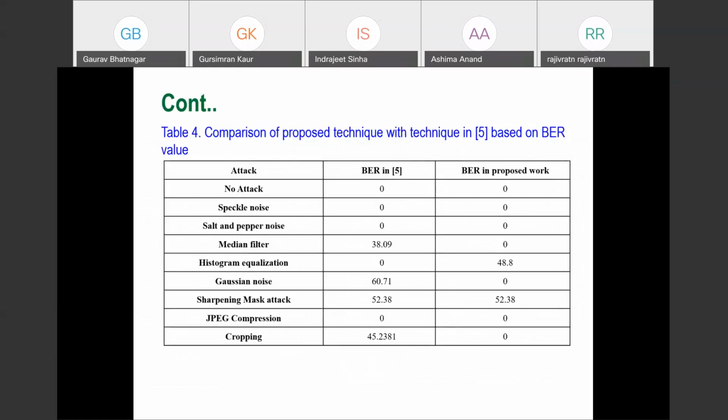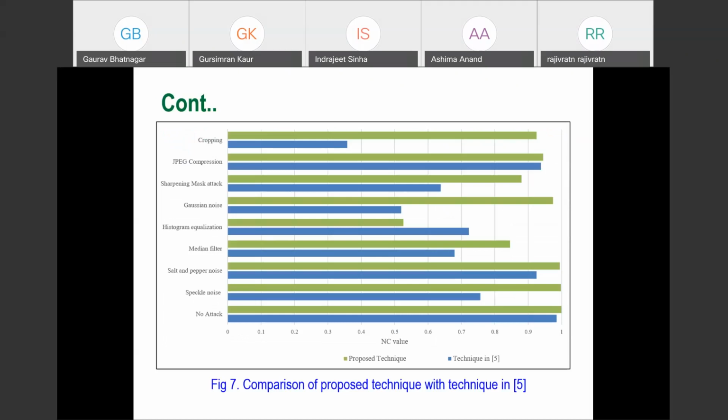We have also compared our technique with the established state-of-the-art technique, and except for the histogram equalization, our technique has given a good amount of robustness in case of BER, since it is less in every other case. Moving on to the NC value, when compared with the same technique, the NC value obtained is much higher than the established state-of-the-art technique. However, in the case of histogram equalization, we fail to achieve better results.